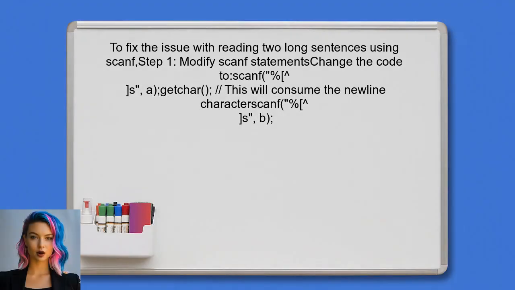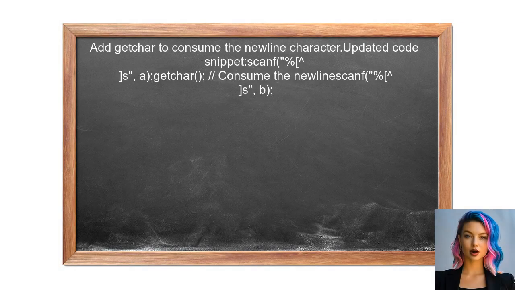To fix the issue with reading two long sentences using scanf, the user should modify the scanf statements to properly handle the new line character after the first input. The user should add a getchar function after the first scanf. This will consume the new line character left in the input buffer after the first sentence is read.